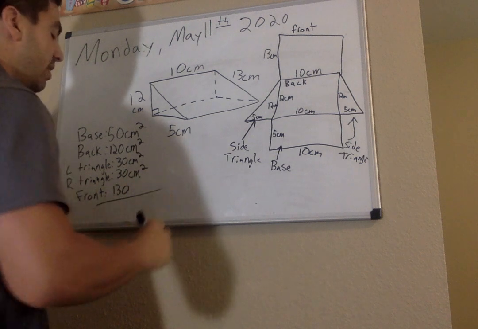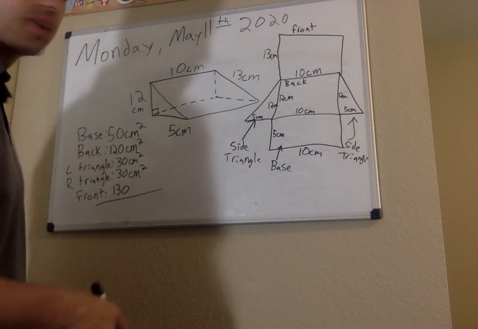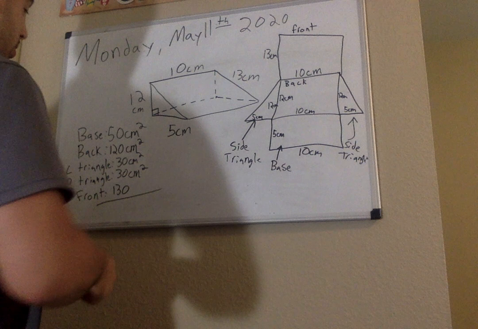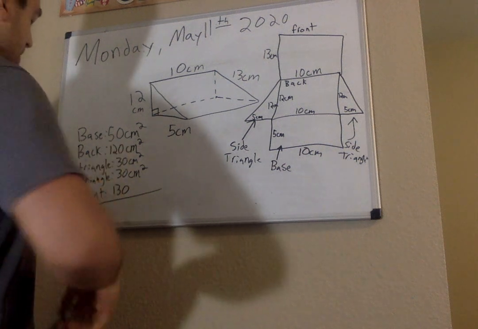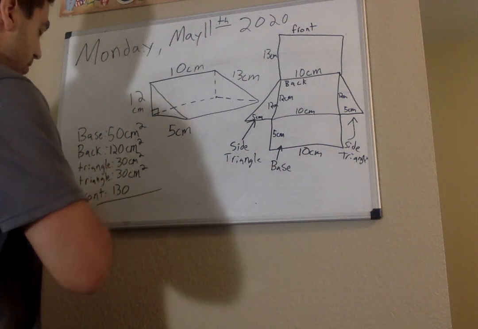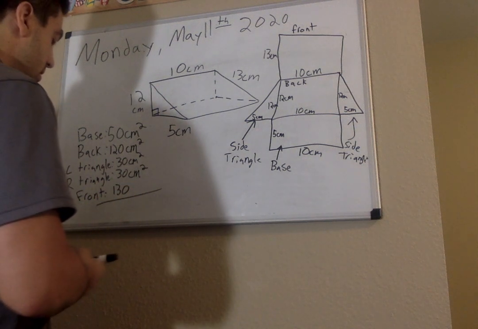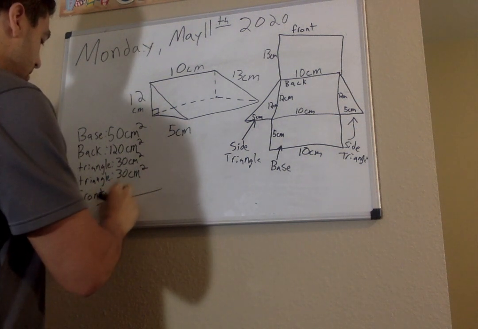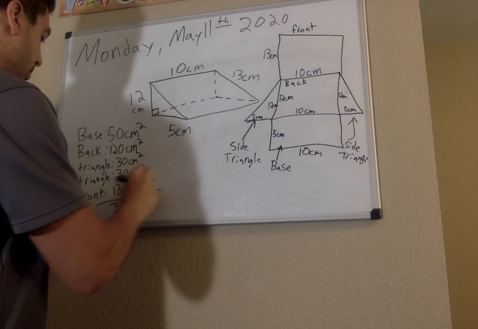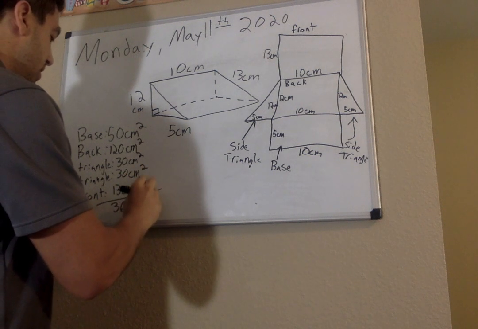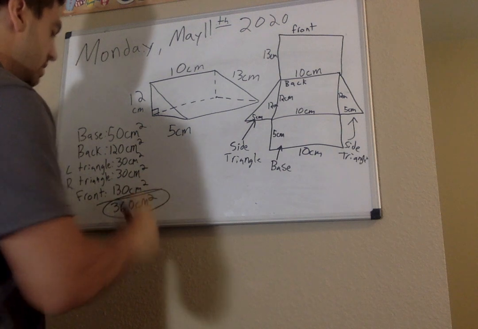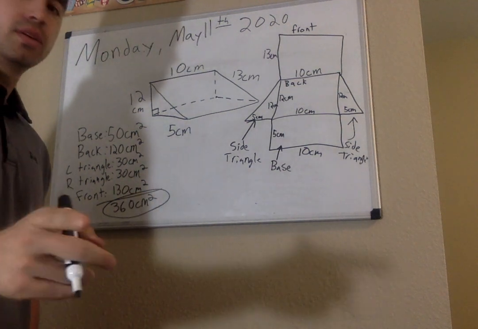So now I add all of this up to get my final surface area. Ooh, this looks like a tough one. Alright, 50 plus 120 is 170, plus 30 is 200, plus 30 is 230, plus 130 is 360. So our total answer for the surface area is 360 centimeters squared.